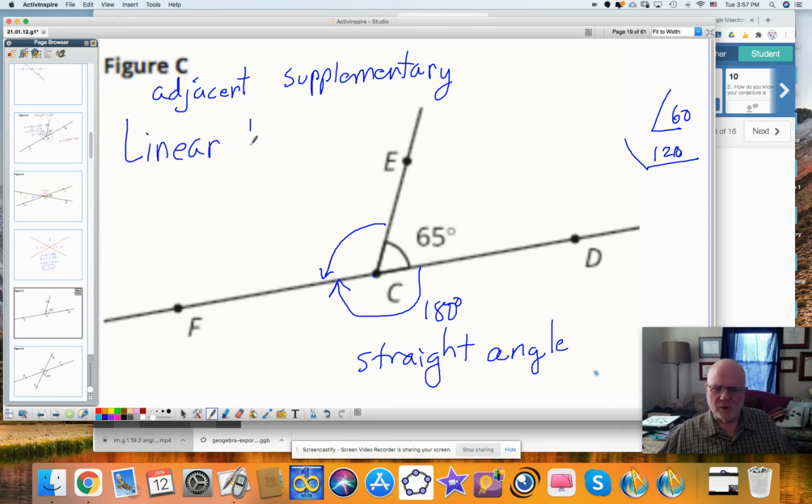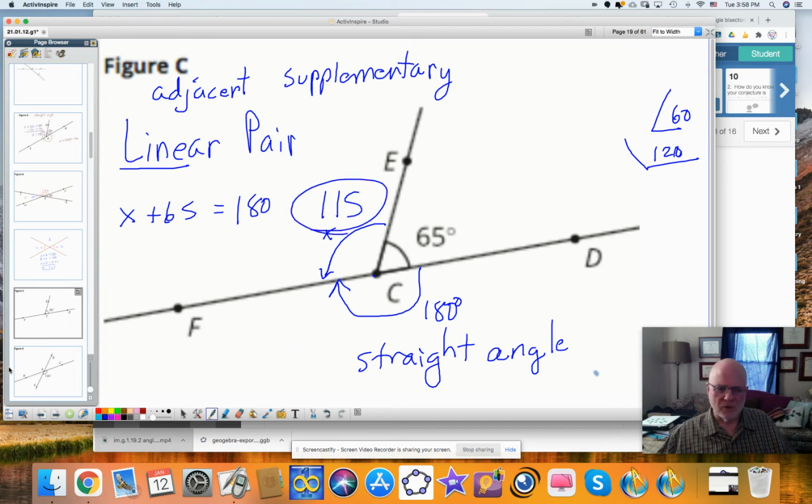What do I mean, linear pair? Where do you think that word comes from? Linear. Oh, line. It makes a line. Two angles that are adjacent and supplementary make a line. So what do you add to 65 to get to 180? Well, I could call this x. I say 65 plus x is equal to 180. Subtract 65 from both sides, and I get 115 degrees.